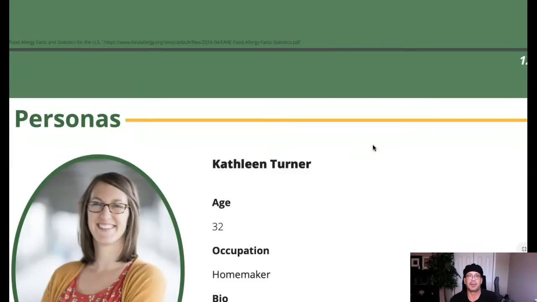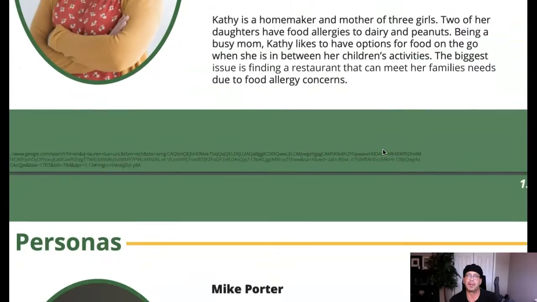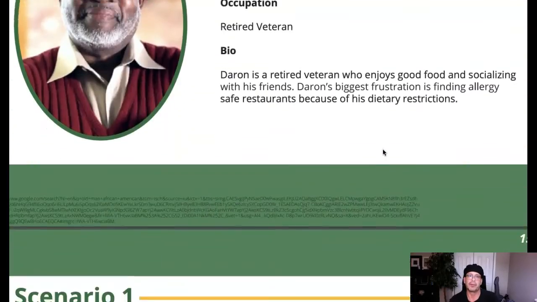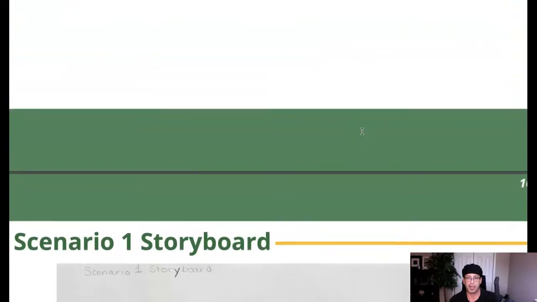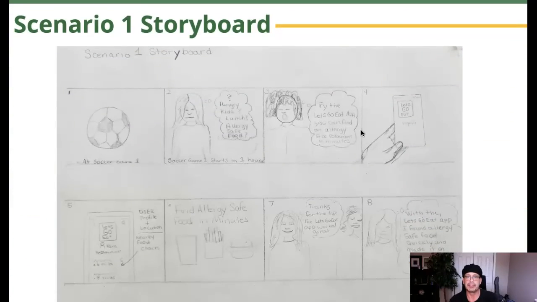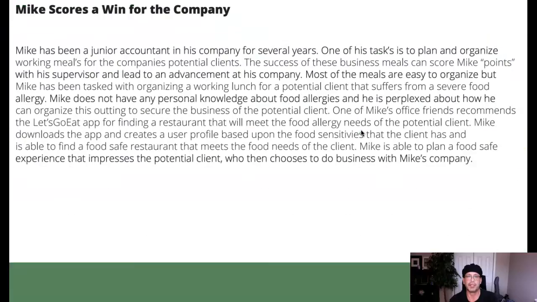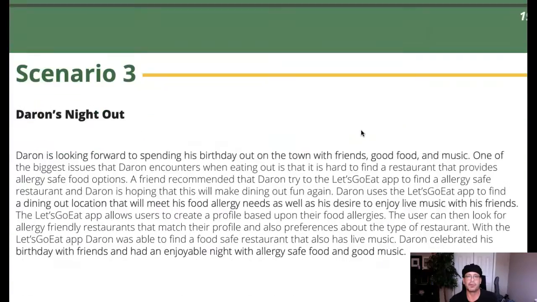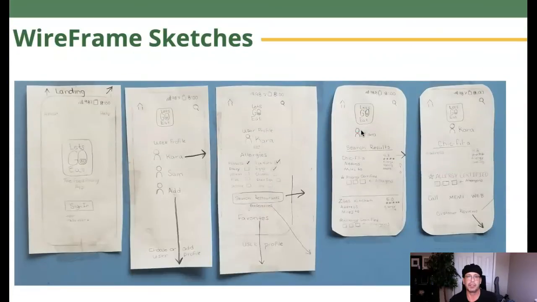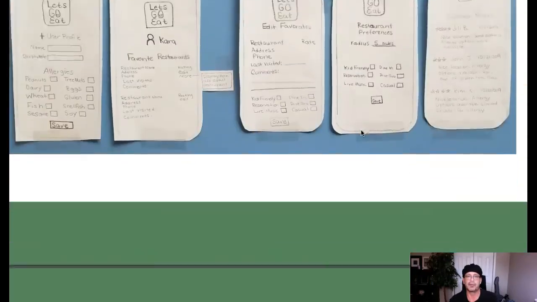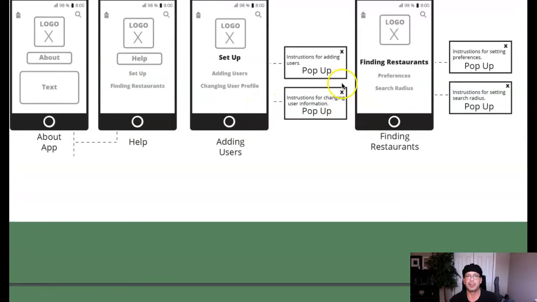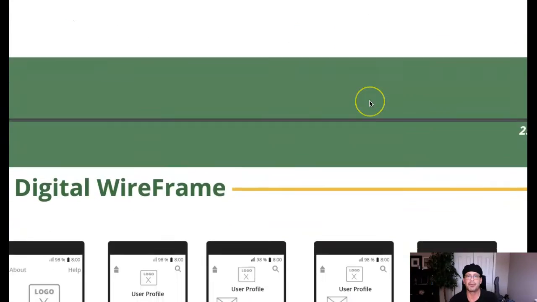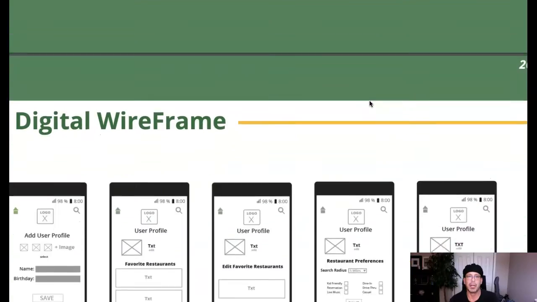Other than that, I think this is just a phenomenal process book. This is as good as any I've seen while teaching this class, and I've taught this class several times. I teach it often, so you're right in there. Then storyboards, okay. And then we start really getting into good stuff. Wireframe sketches, outstanding. Digital wireframes, great job. These are an exact depiction of what's going on, including the pop-ups. So this is great stuff here.